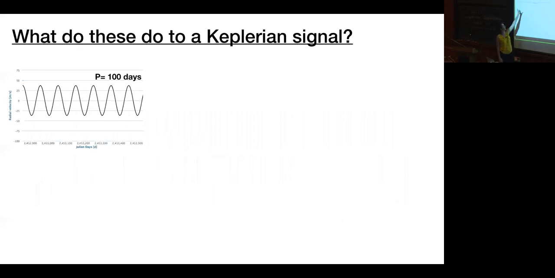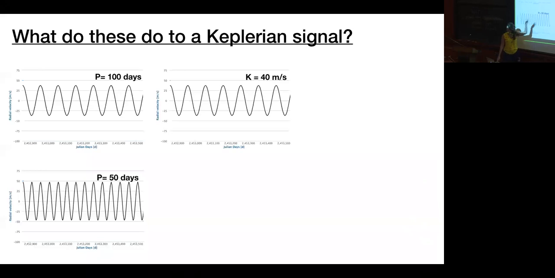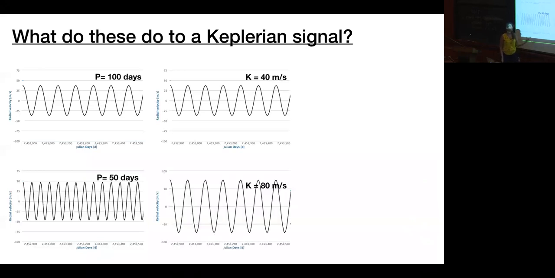So here's a planet that I've created that has a period of 100 days, makes a nice sine curve like this. If we take that same planet and decrease the period to 50 days, as expected, the sine curve kind of crunches together, gets a little bit tighter. Same planet, it also has a semi-amplitude of 40 meters a second. If we increase that to 80, the amplitude of the sine curve gets bigger, okay?